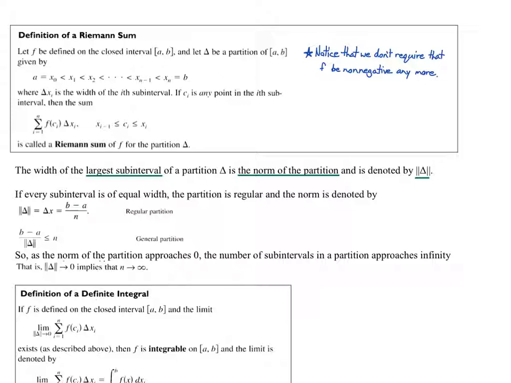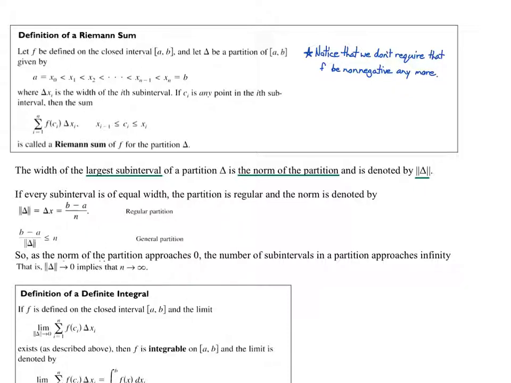So basically that's just kind of formalizing something there. The one thing I want you to note here though is that we do not require f to be non-negative anymore. Before, we were only dealing with functions that were above the x-axis. This allows us also to deal with things that are below the x-axis.